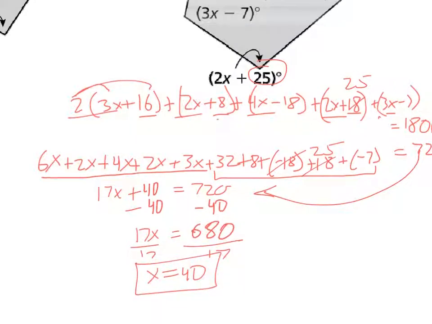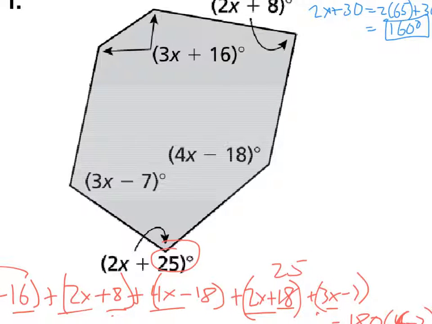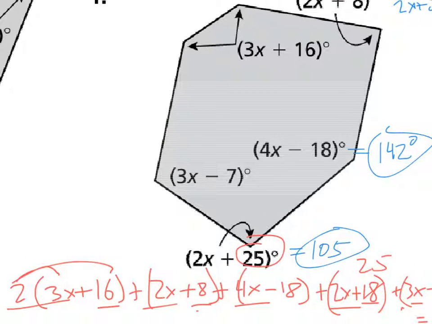Okay, and last but not least, let's find our angles and be done with this. So we plug in 40. 2 times 40 is 80 plus 25 would be 105. Here, 4 times 40 would be 160, minus 18 would be 142. You can use your calculator for that, that's fine. Over here, we have 3 times 40, that's 120 minus 7, so we get 113.